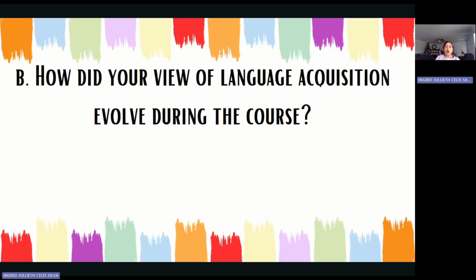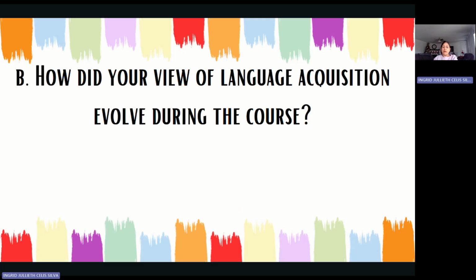Question B: how did your view of language acquisition evolve during this course? In this case, my view changed because it's so important. When students want to learn another language, they need motivation, and they need excellent strategies from the teacher to combine everything.